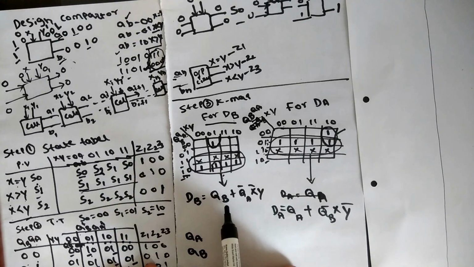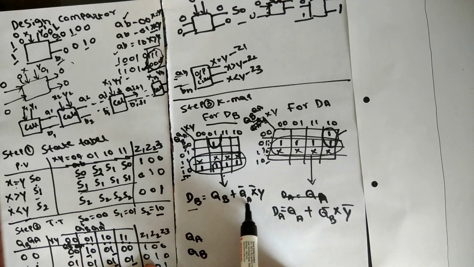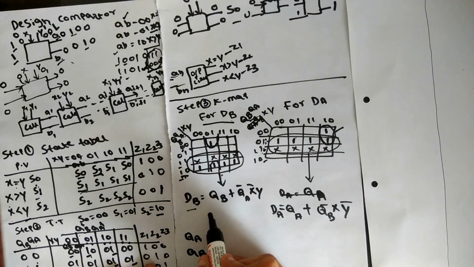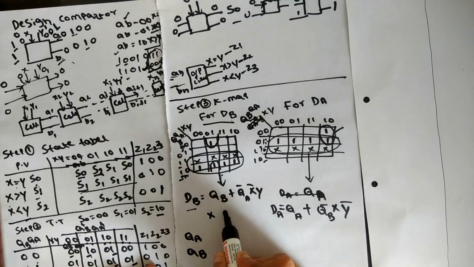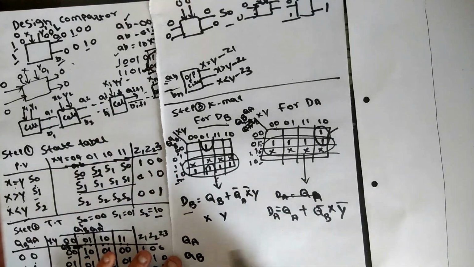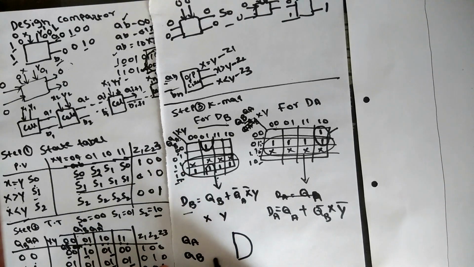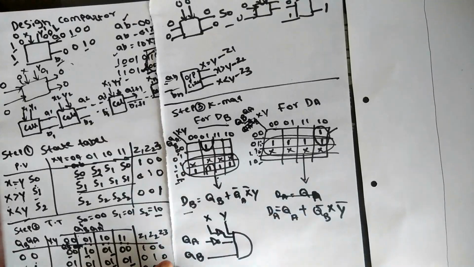For the first portion, DB, I am getting QB plus QA bar X bar Y. So here we will take two more inputs, X and Y. We can take these values and draw it. I am drawing here directly. So the first AND gate contains one input QB, another one QA bar, then X bar, and one more, Y.